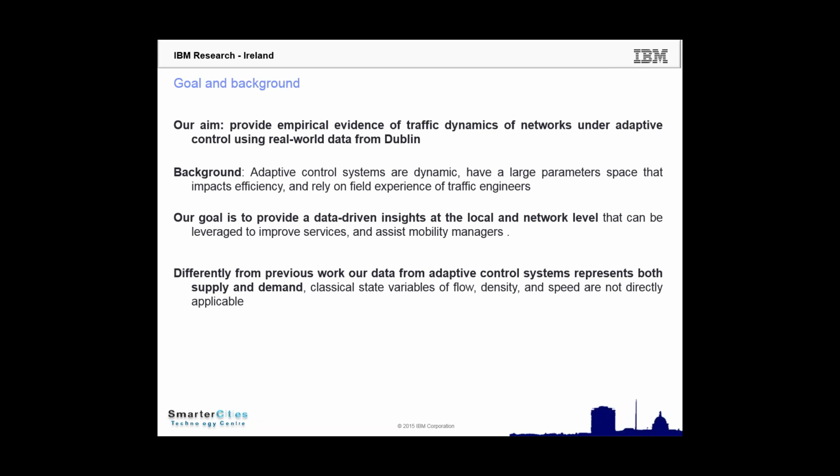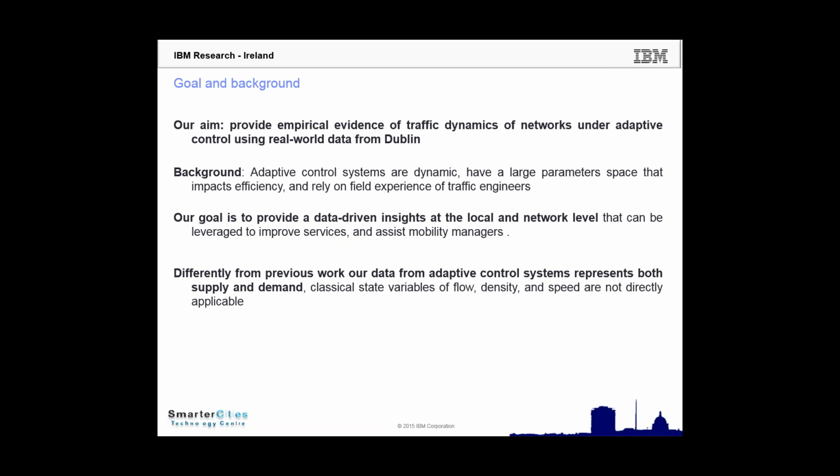So the aim of the research that we have conducted is to provide sort of evidence of the traffic dynamics on a network level when an adaptive control system is working. As we all know, adaptive control systems are dynamic. They are of course adaptive. Usually they have a large parameter space, and each one of these parameters has an effect on the control strategy and on the output of the control strategy. So our goal is to provide a data-driven approach, some data-driven insights about how the control system is actually working and about the traffic state and its evolution on a network level.